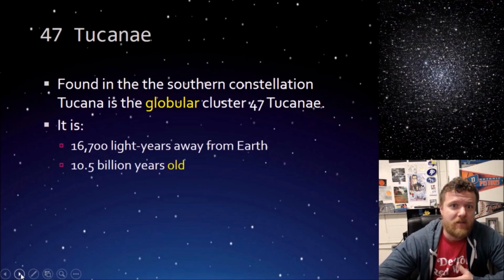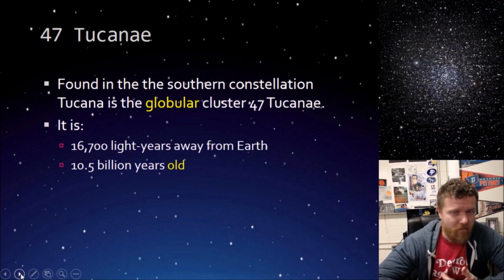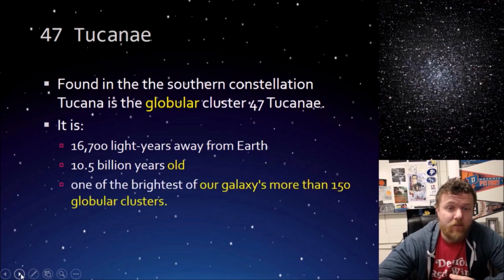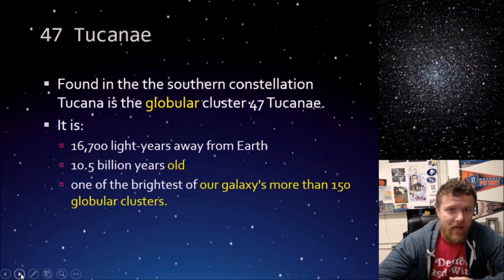In the constellation of the Toucan, there is a globular cluster called Globular Cluster 47 Tucana, and it's about 16,000 light years away from Earth. It's about 10.5 billion years old, which means it formed roughly the same time as our entire galaxy formed, and it's one of the brightest of the 150 or so globular clusters in our entire galaxy.